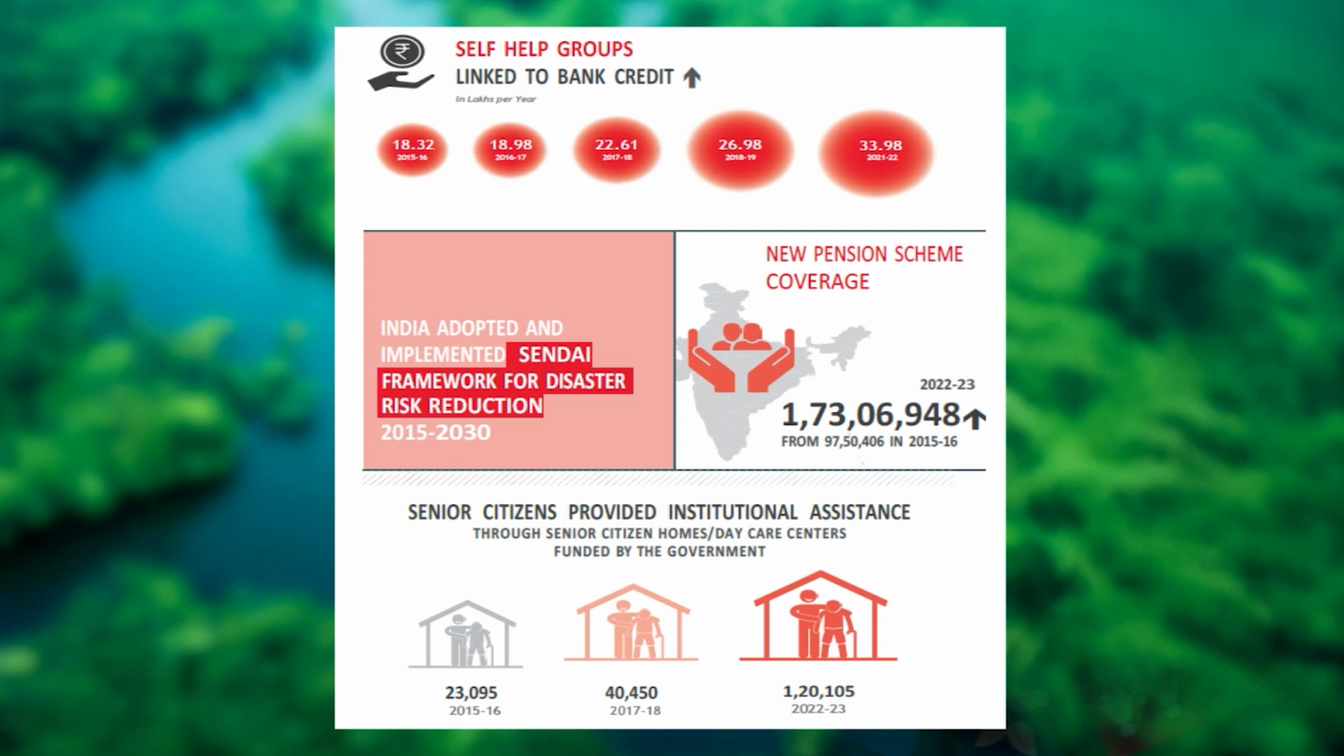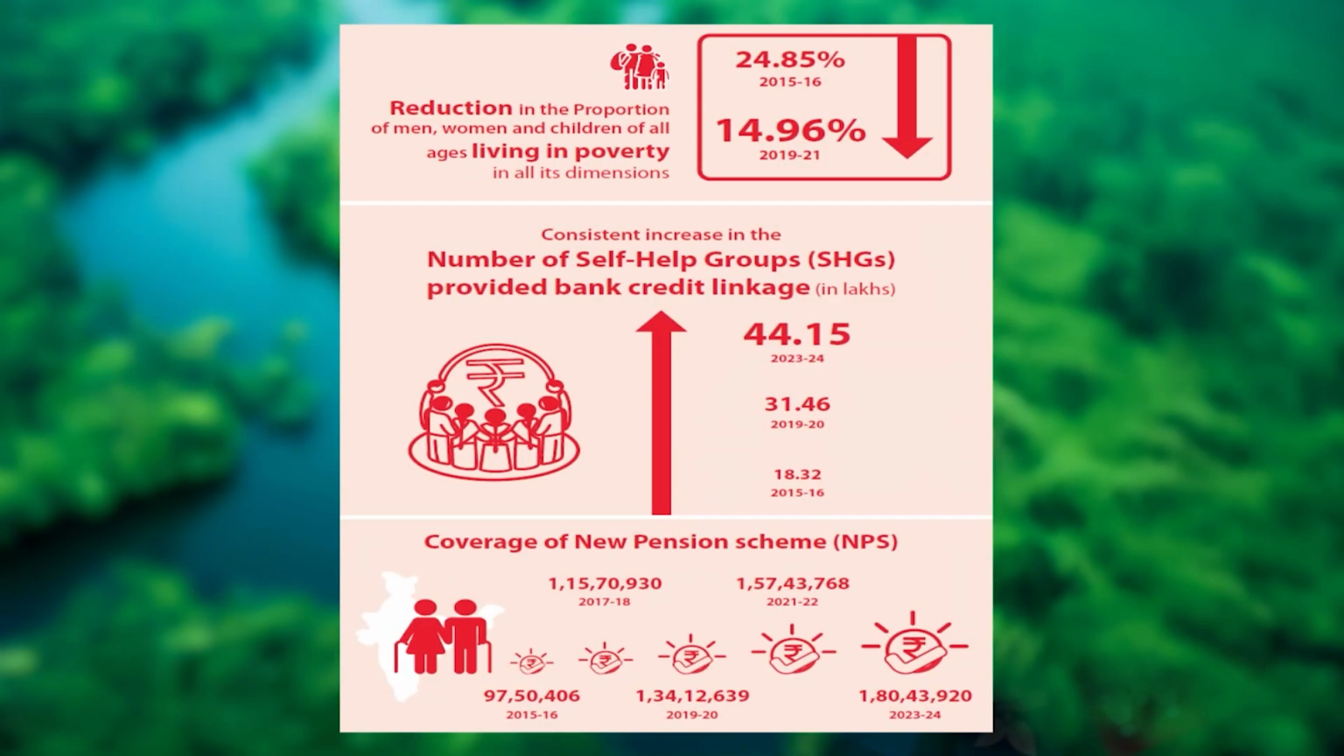And looking into senior citizens, providing institutional assistance through senior citizens homes and daycare centers, you will find that in 2015 it was only 23,095. Now we have 1,20,105 in 22-23. Again, when we look into the reduction in the proportion of men, women, and children of all ages living in poverty in all dimensions, it was 24.85% in 2015-16. Now it is only 14.96%.